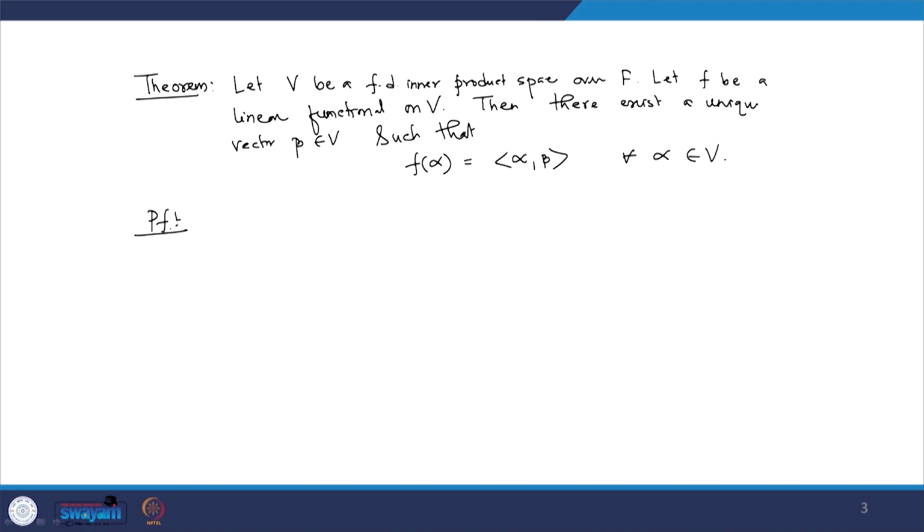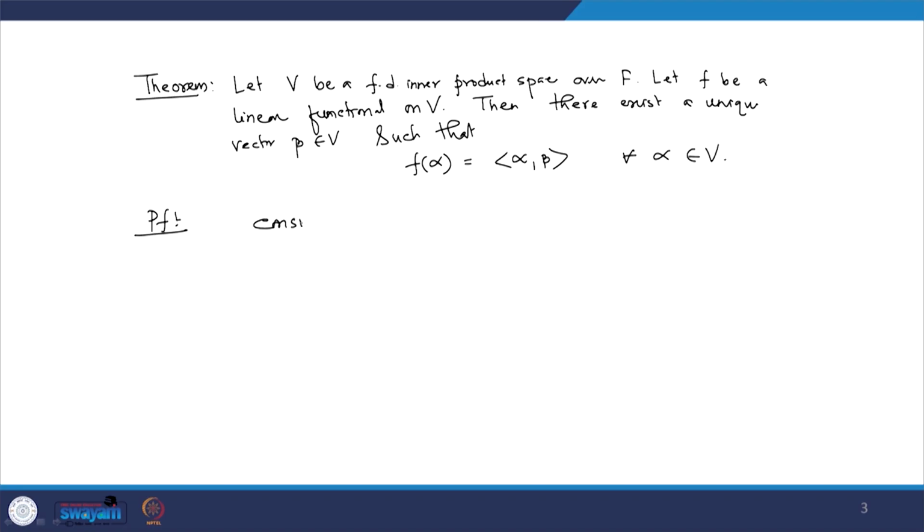So, I will prove that over a finite dimensional inner product space, any linear functional is basically the inner product with some fixed vector in the vector space. I first have to find out what the element beta is when a linear functional f is given to us.